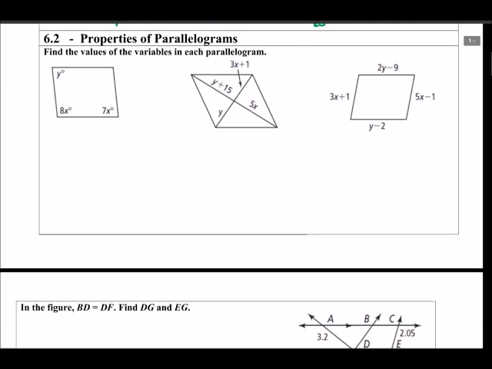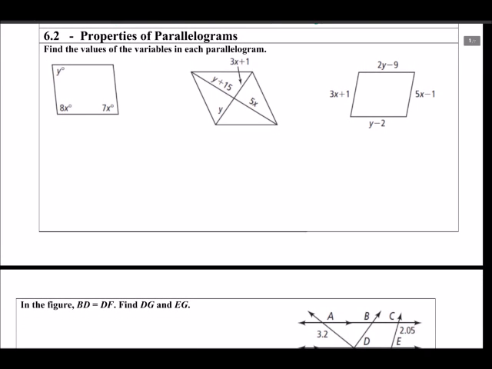All right, 6.2. This is where we hit parallelograms. Yay, I like parallelograms. They're fun. What are we asked to do? Find the value of the variables. I assume we were supposed to justify our answer here. All right, well, how are we going to do this? Well, I bet we can find x. What's going to let us find x here?